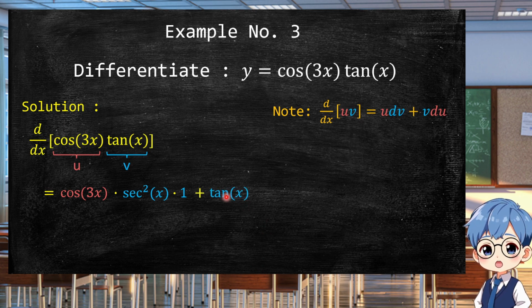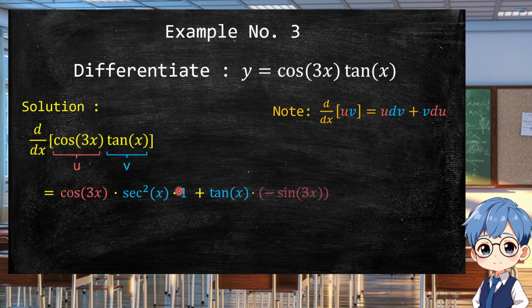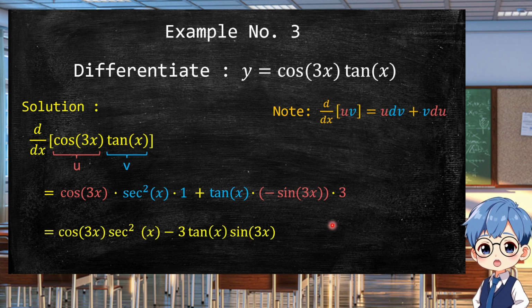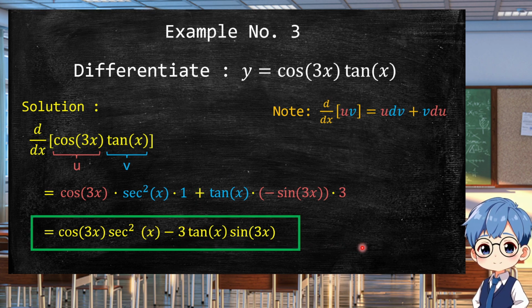So we have tan x and then times the derivative of u. So derivative of cosine is negative sine. So that's why we have here negative sine 3x, and of course times the derivative of the angle of cos 3x, which is 3x. So derivative of 3x is 3. And then we just rearrange. So we will have this here, cos²x secant squared x minus, it's minus because we have a negative sign here. So we just rearrange. And then of course we have the constant 3 here. So we have negative 3 tan x sine 3x. This is the answer.